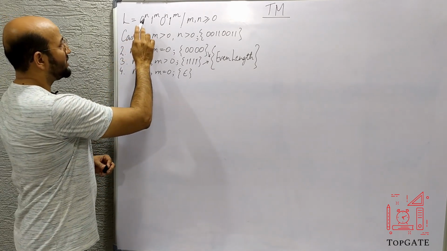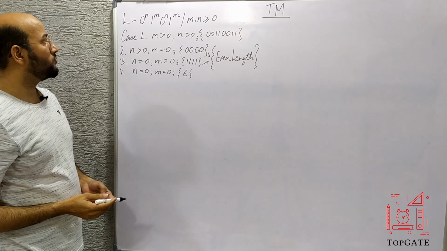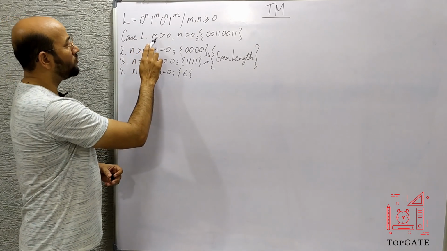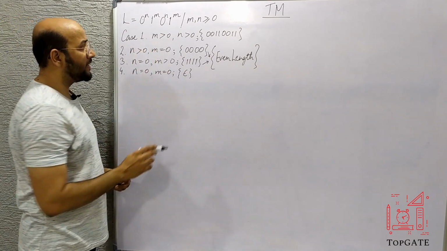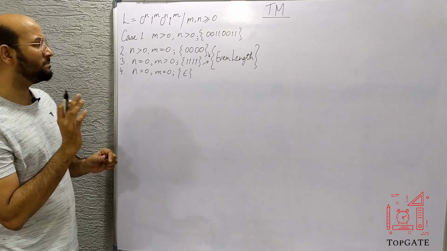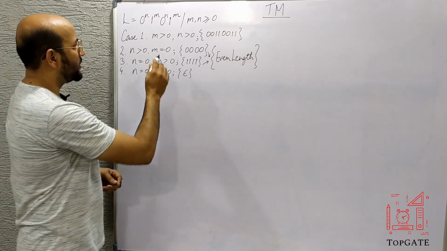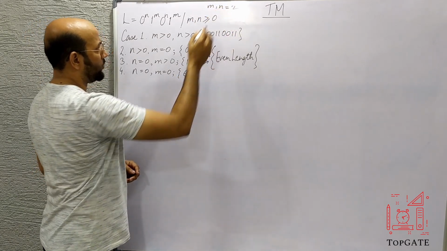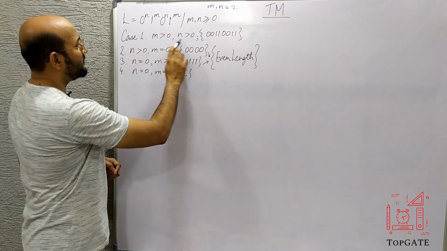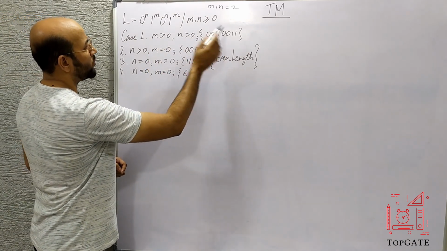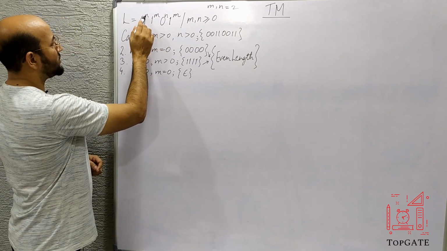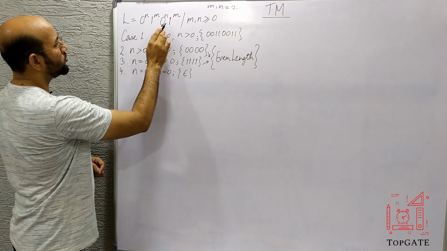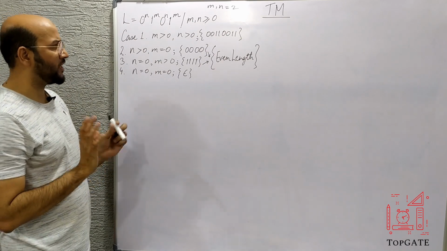Now since the values of m and n are independent of each other, we can have several cases. The first case is if the value of m is greater than 0 and the value of n is also greater than 0. That is a straightforward, simple, very first case. In this one, if I take the value of m and n equal to 2 every time, the string in this case will be 00110011. If we put n equal to 2 and m equal to 2, we get 00110011. That is the first case, a very simple case.